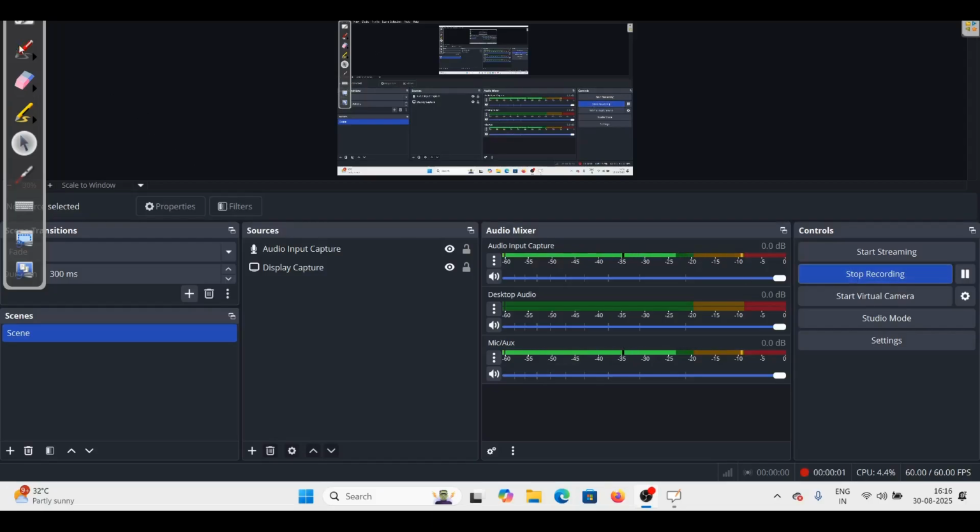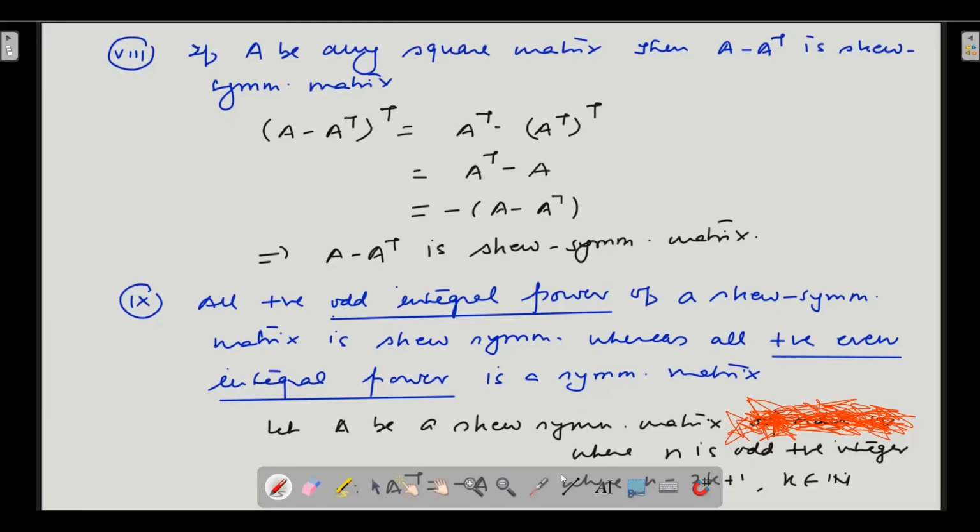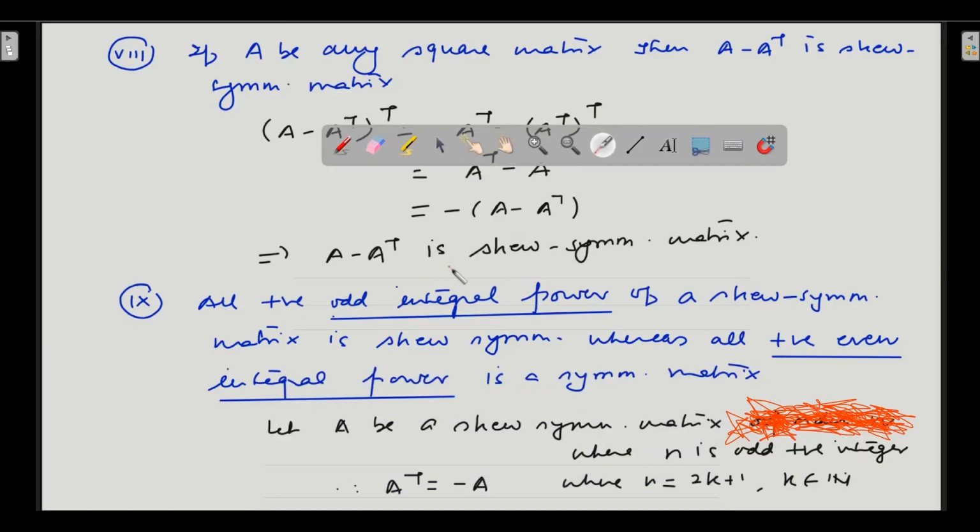Let's move on towards our next theorem from the matrices unit of mathematics. All the positive odd integral powers of a skew-symmetric matrix are skew-symmetric, whereas all positive even integral powers are symmetric matrices. What does it mean?